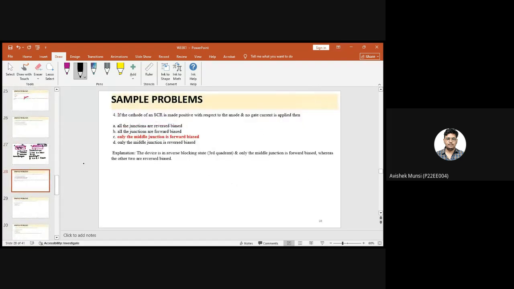So the middle junction will be in forward bias because we connected positive with respect to the anode and no gate current is flowing. So in that case, the device is in reverse blocking state and only the middle junction is forward bias, whereas the other two are reverse bias. Okay, clear?